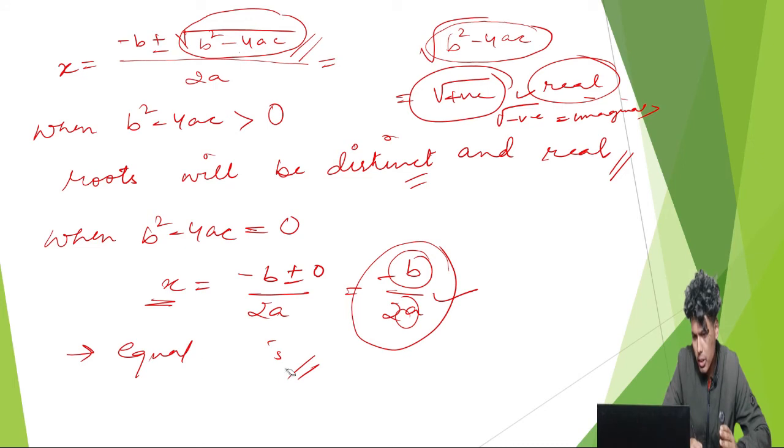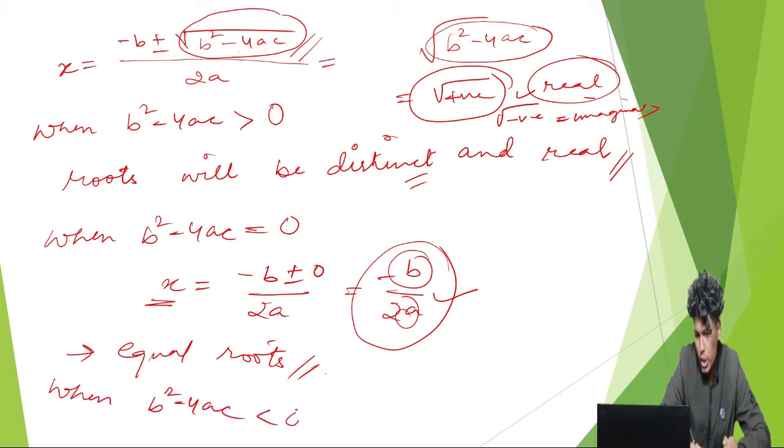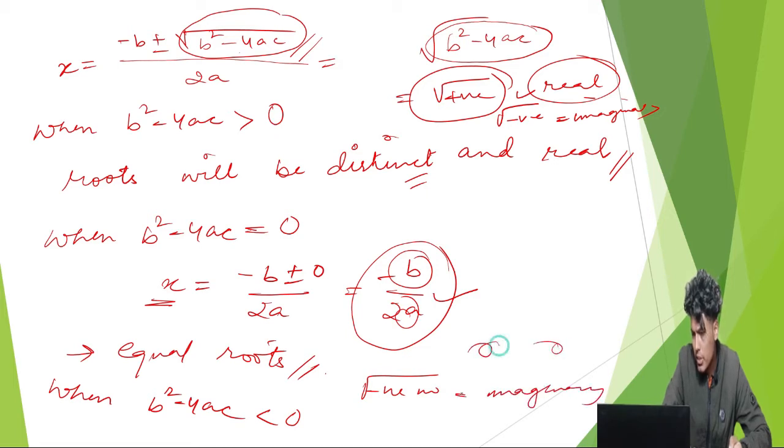Now another thing: when b square minus 4ac is less than 0, what will be the answer? Let's see. When b square minus 4ac is less than 0, the root of a number less than 0, that is a negative number. The root of a negative number is always an unreal or imaginary number.